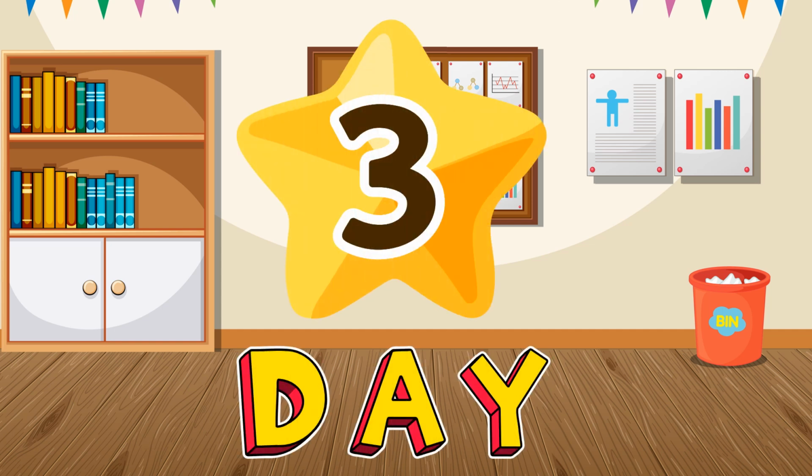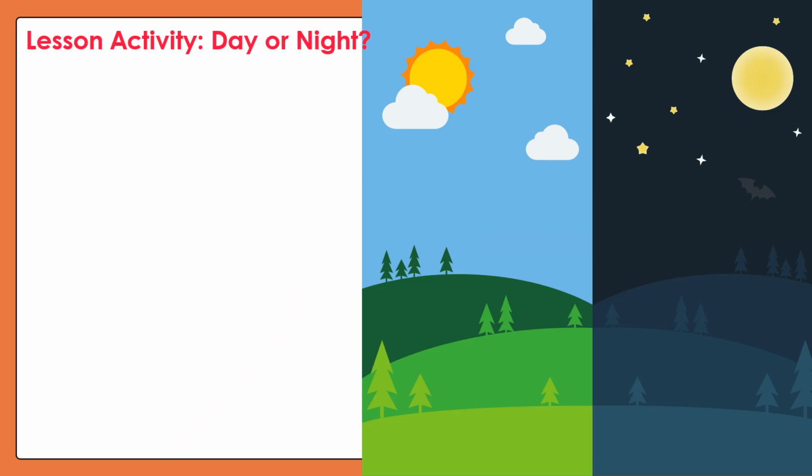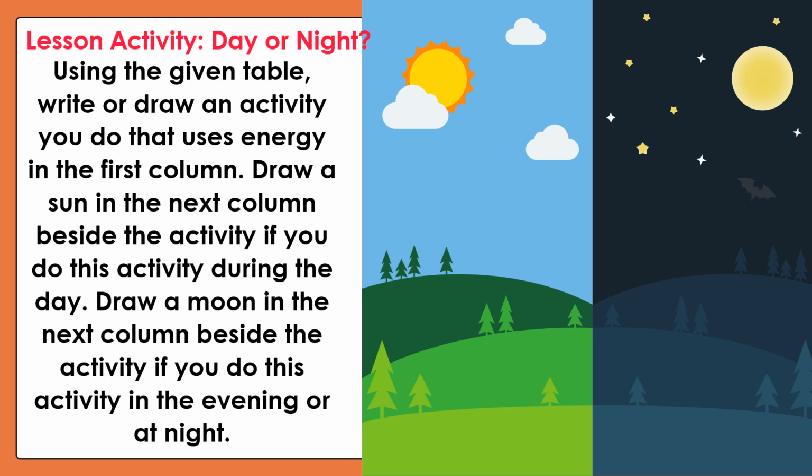Day 3. Lesson activity: Day or Night. Using the given table, write or draw an activity you do that uses energy in the first column. Draw a sun in the next column beside the activity if you do this activity during the day. Draw a moon in the next column beside the activity if you do this activity in the evening or at night.